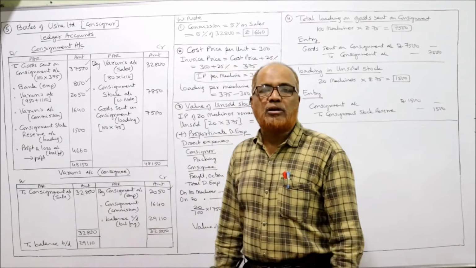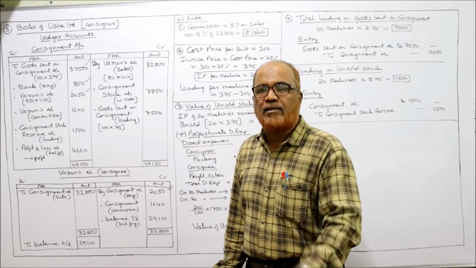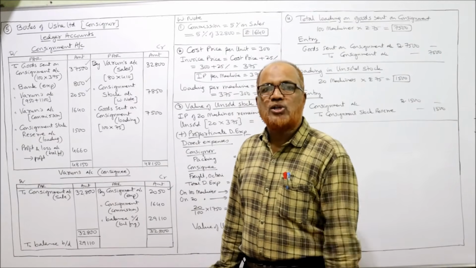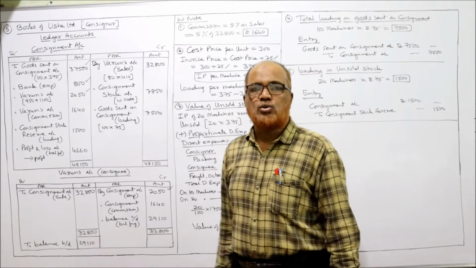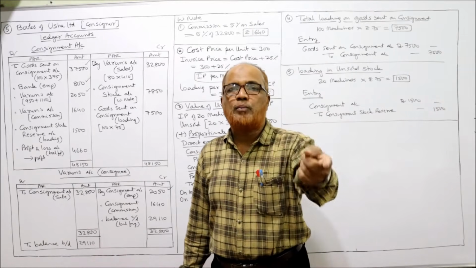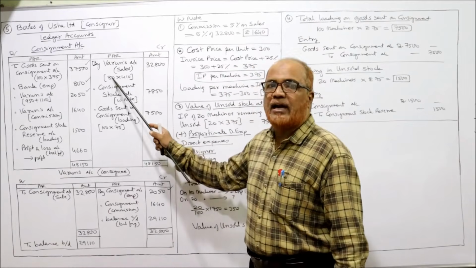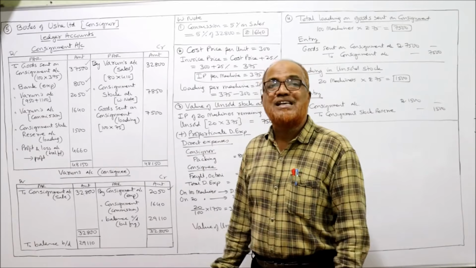Next one, commission. Commission is 5% on sales. First of all, we calculate the sales. How many machines are sold? 80 machines are sold. Out of 100 machines, 80 machines are sold at rupees 410 each. So 410 into 80, you will get 32,800 sale proceeds.